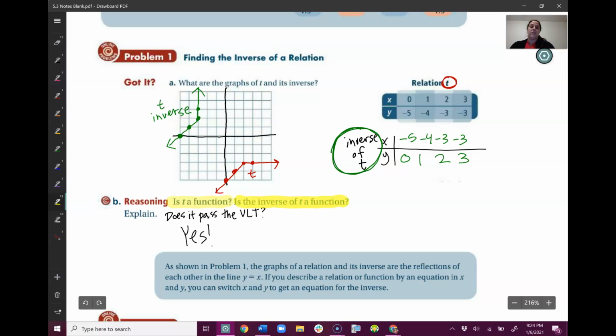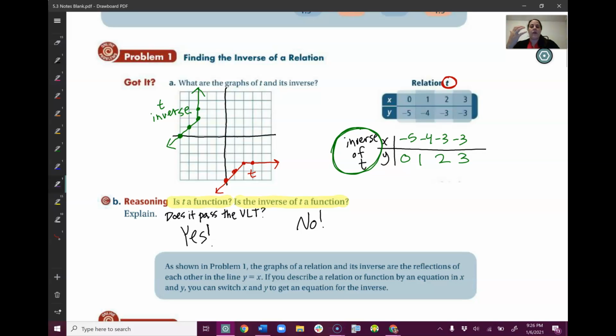Okay, now let's look at the inverse. Is the inverse a function? Same thing, but now we're looking at the green one. Does it pass the vertical line test? So let's look at the green one, draw some vertical lines. Uh-oh. Right there. That is crossing the graph more than once, which means that does not pass the vertical line test. So the inverse is not a function.